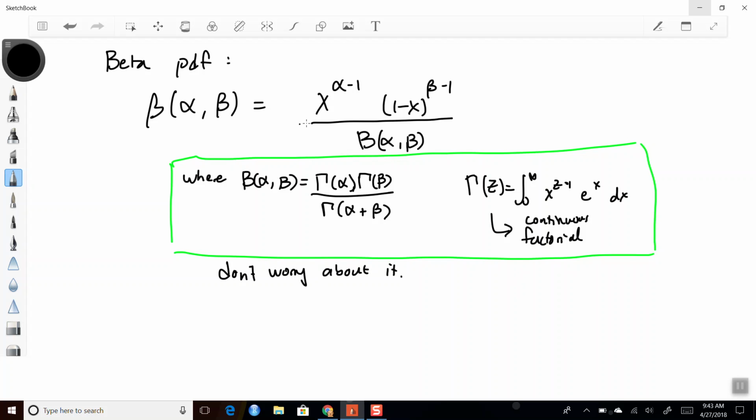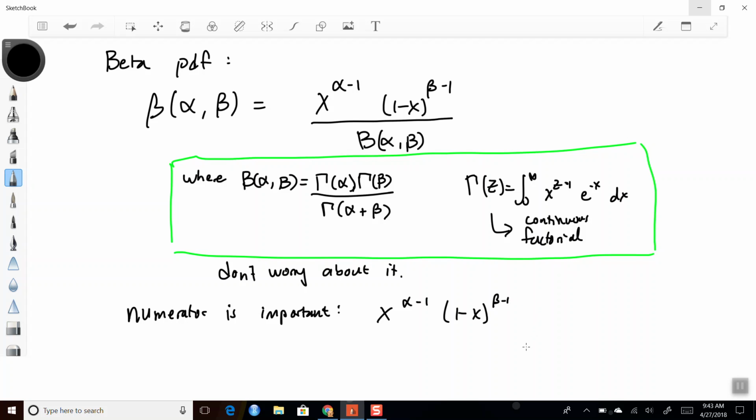Because all that matters is the numerator. The numerator is the only important part, okay? Question? Yes? E to the negative x. Yeah, I'm sure you are correct. Okay. The numerator is the only important part, all right? That being x to the alpha minus 1 times 1 minus x to the beta minus 1, okay?